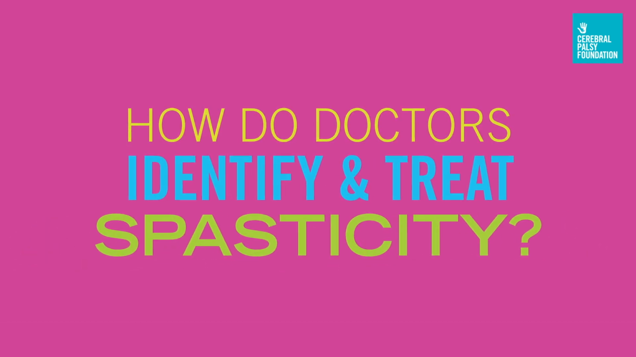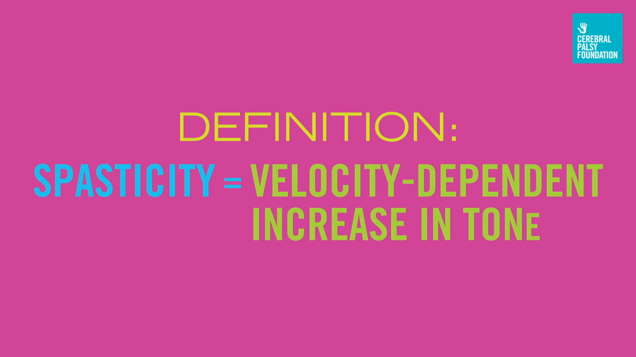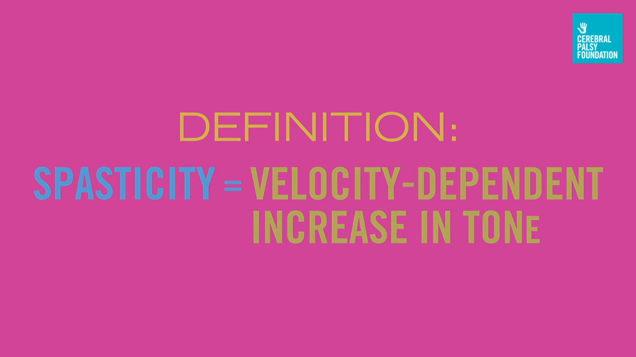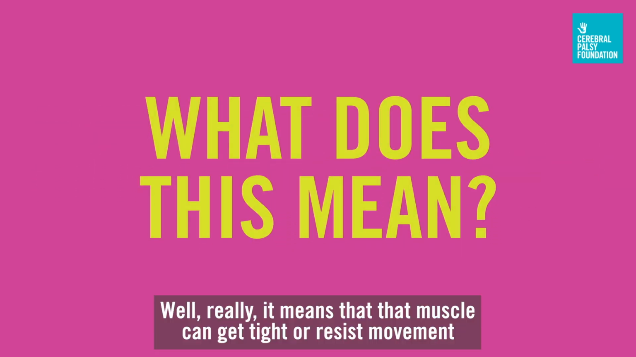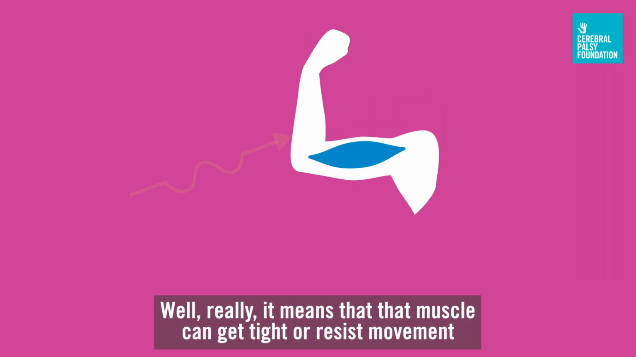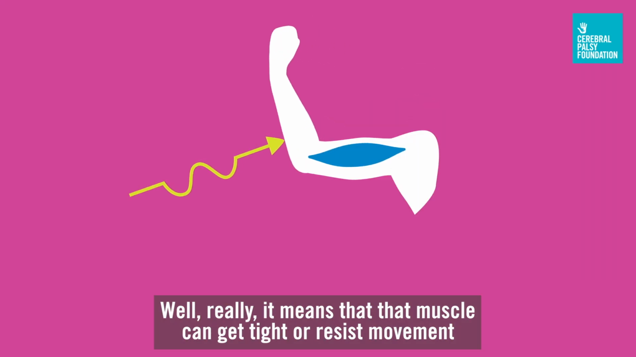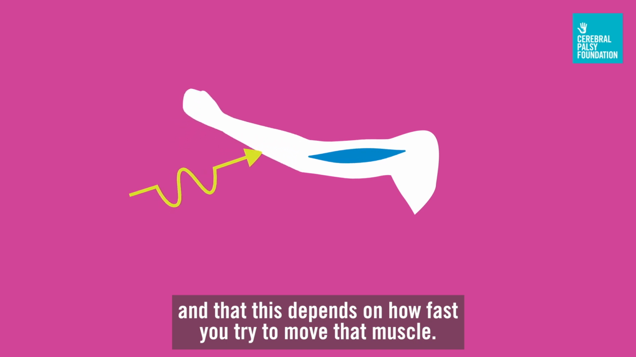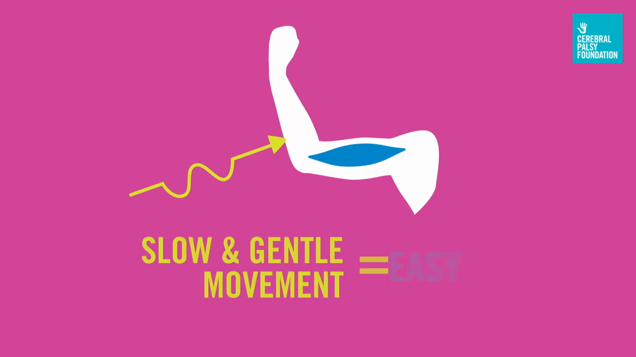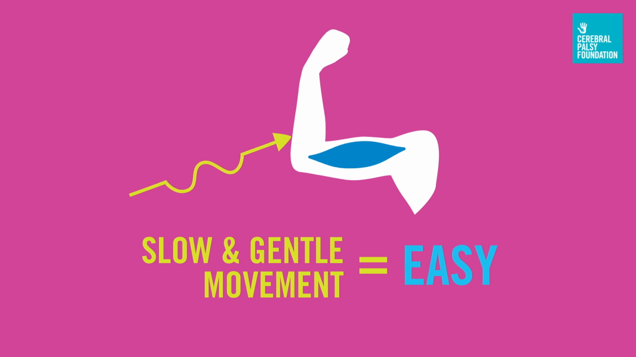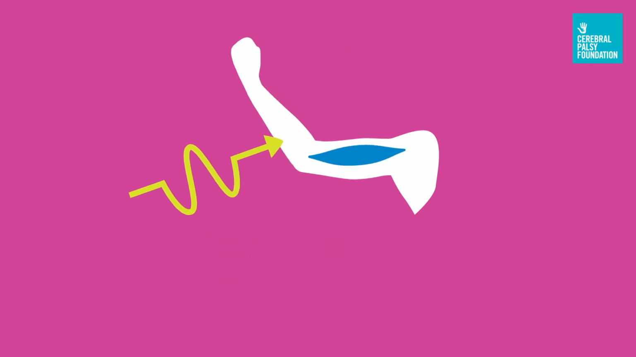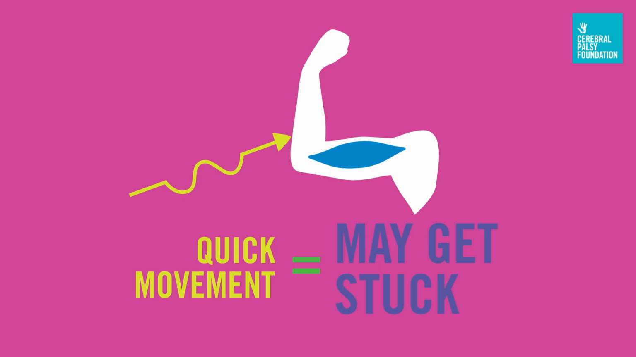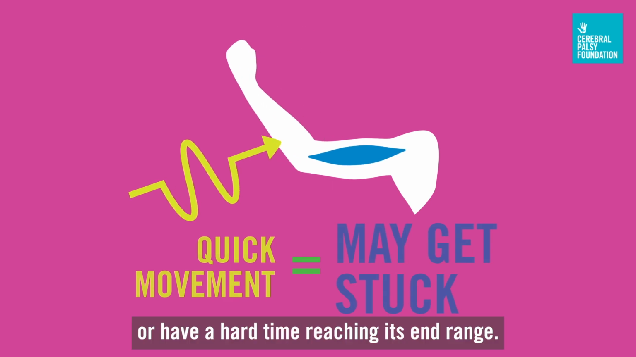Spasticity is classically defined as a velocity-dependent increase in tone. What does this mean? Well, really, it means that muscle can get tight or resist movement, and that this depends on how fast you try to move that muscle. So a slow and gentle movement might be easy to accomplish, but when one tries to move quickly, the muscle can get stuck or have a hard time reaching its end range.